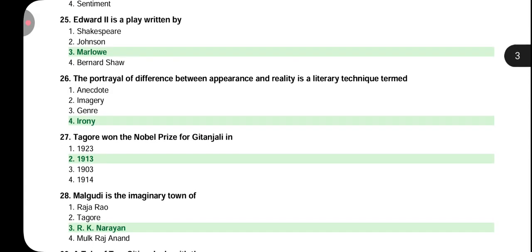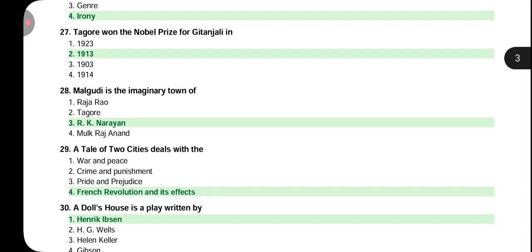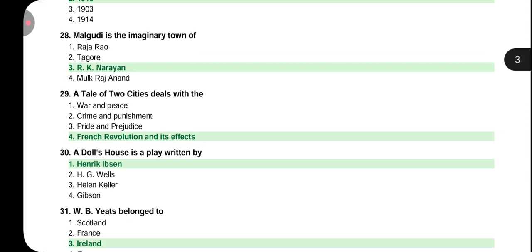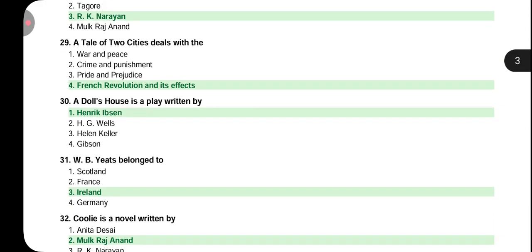25th question, Edward II is a play written by Christopher Marlowe. 26th question, the portrayal of difference between appearance and reality is a literary technique termed irony. 27th question, Tagore won the Nobel Prize for Gitanjali in 1913. 28th, Malgudi is the imaginary town of R.K. Narayan. 29th, A Tale of Two Cities deals with the French Revolution and its effects.